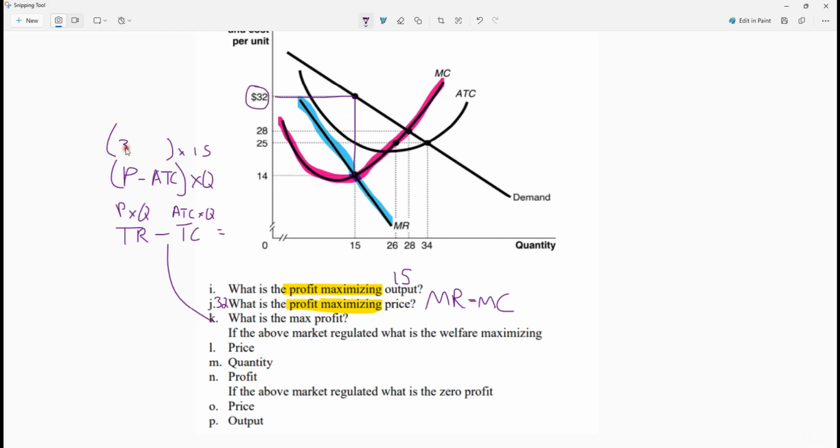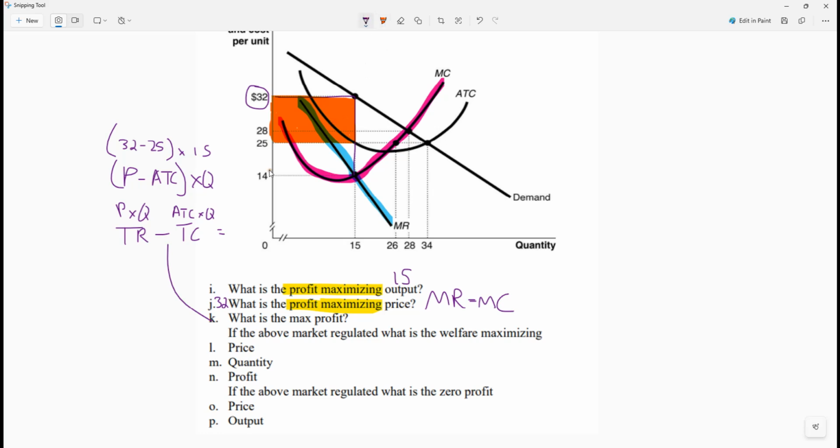So the price was 32. The average total cost, follow that down here, that's 25. And so that would be a difference of 7. And if we want to shade that, we can actually shade it right here. So follow that down here. Sometimes you're asked to shade things. So this would be their profit. Okay. And we're good there.